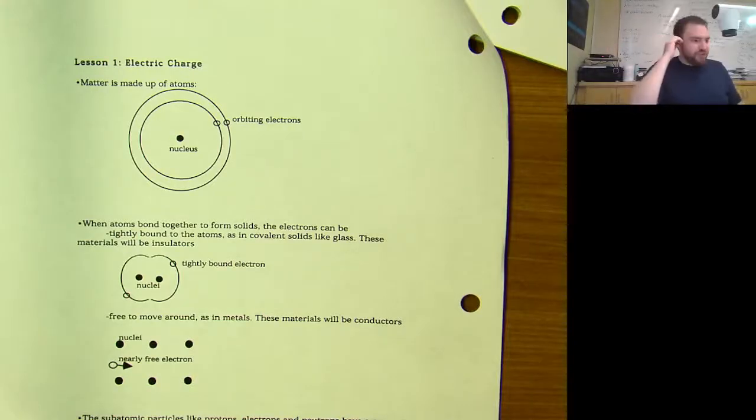Here we go. So, electric charge. Matter is made up of atoms. If you've learned nothing in science up to this point, this is pretty key. That atoms exist was a big deal. This is the whole point of the beginning of chemistry in grade 9.